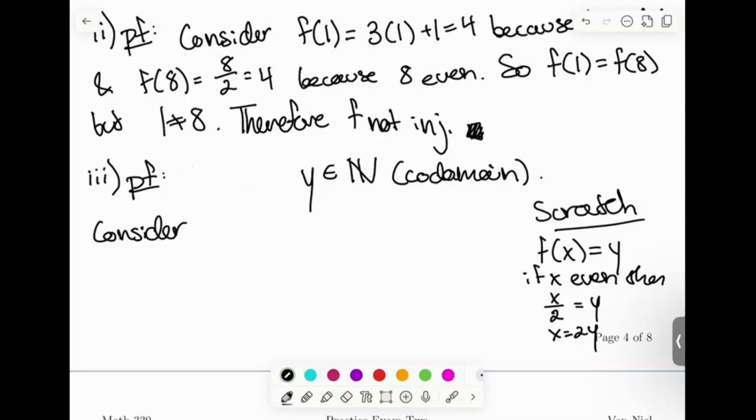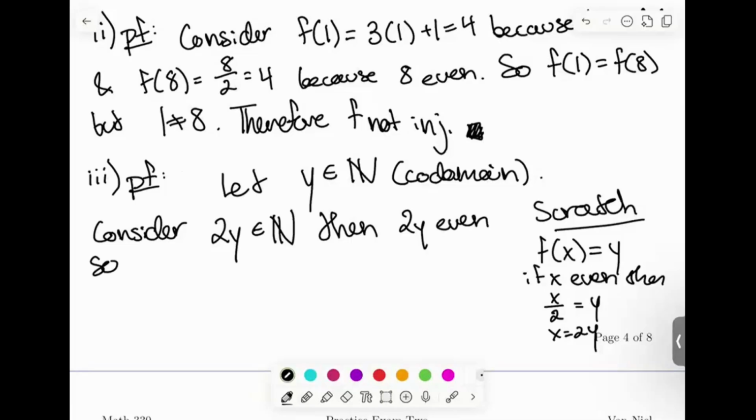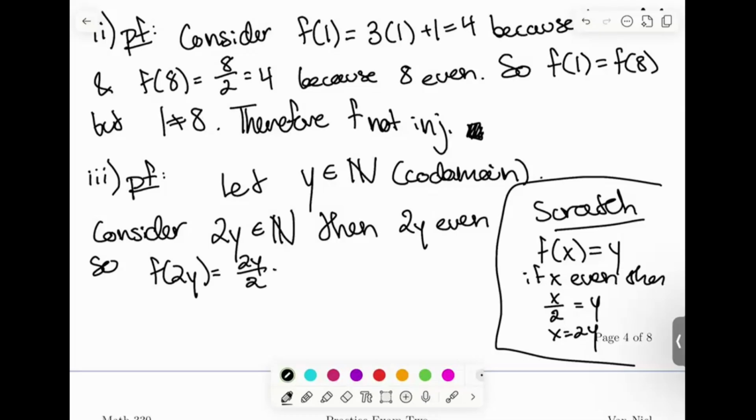Okay, so consider, maybe I should have just said let before. It's not really that big of a deal. Let y be there. Consider 2y, which is still in the naturals, right? Because I can multiply a natural by 2 and still get a natural. Then 2y is even, by definition. So f of 2y equals 2y divided by 2, which is y. Therefore, f is surjective.